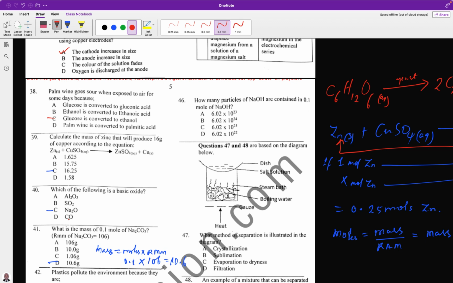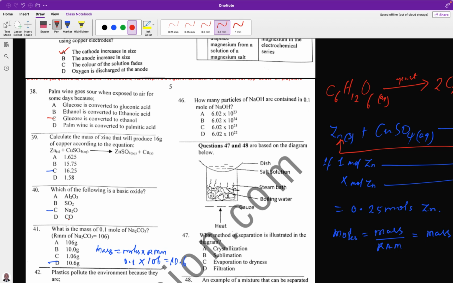So the Avogadro constant, 6.02 times 10 to the 23rd power, is for 1 mole of any substance that may contain electrons, atoms, molecules, or ions. So if 1 mole of a substance contains that number of particles, then 0.1 mole of sodium hydroxide will contain what?